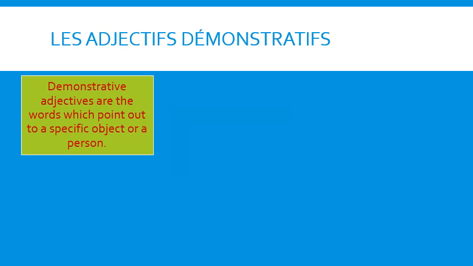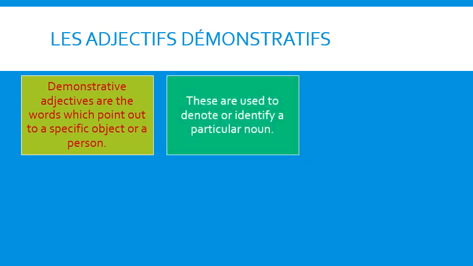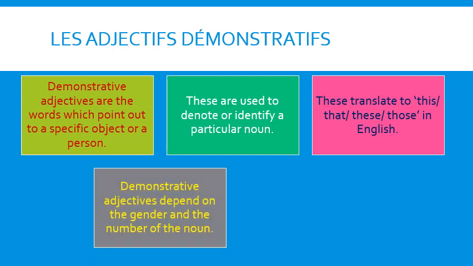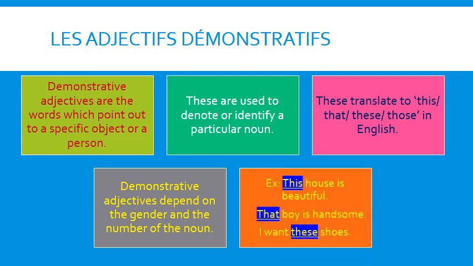Now let's begin with the topic les adjectifs démonstratifs. Demonstrative adjectives are the words which point out a specific object or a person. These are used to denote the identity of a particular noun. Like in English, these words can be translated to this, that, these or those. Now, demonstrative adjectives also depend on the gender and the number of the noun.